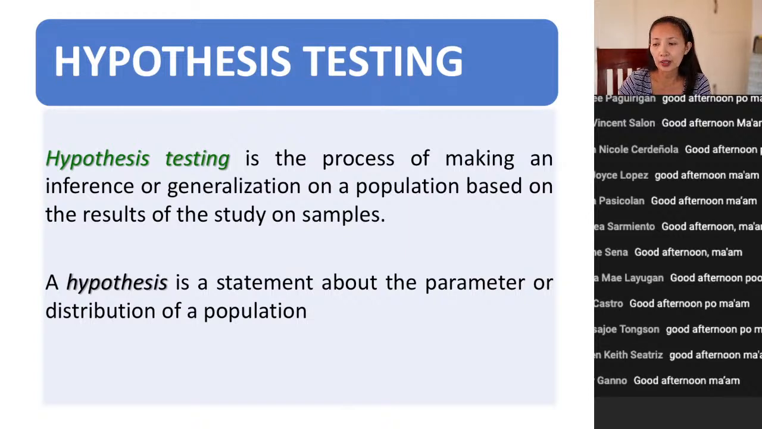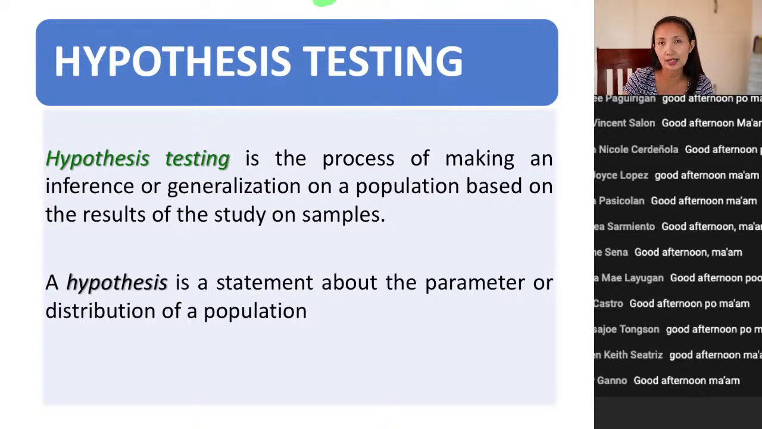Hypothesis testing is the process of making an inference or a generalization on a population, but using the results of a study on samples. So we make generalizations about the population, but we study samples drawn from the population. A hypothesis is a statement about the parameter. You know what a parameter is? It's a measure of the population, be it the mean, or a distribution of a population, proportion of a population.